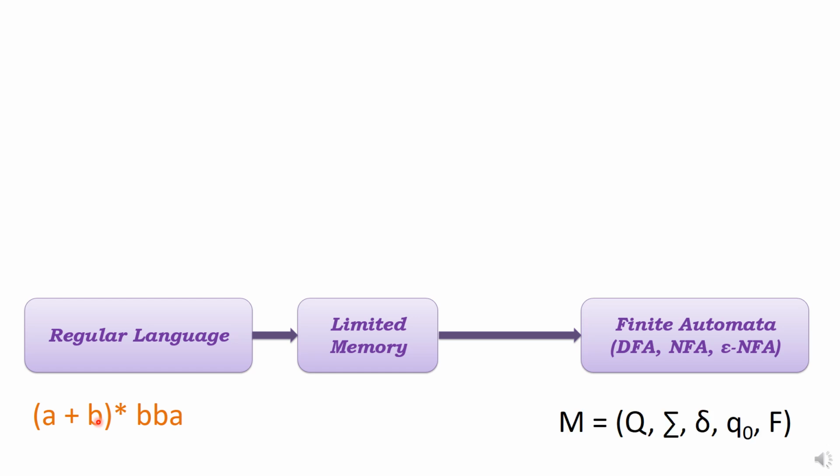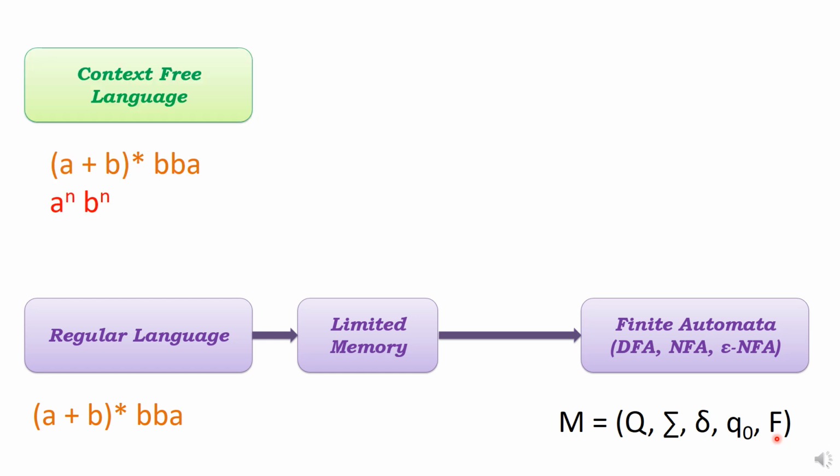And we have the machine equation Q, sigma, delta, Q naught, F. That is nothing but Q, the number of states, sigma the alphabets, transition function delta, initial state and final state. Now, there are some languages that are not regular, and we are going to categorize not regular language as well as regular language as context-free language.